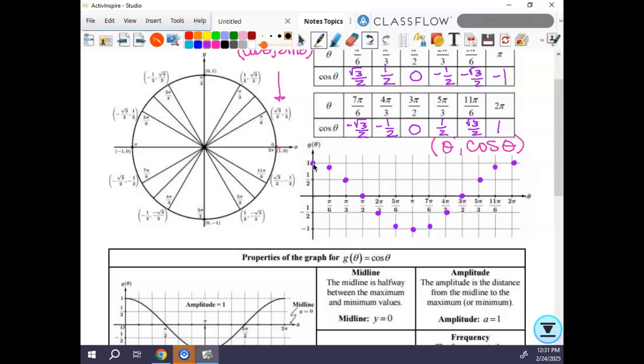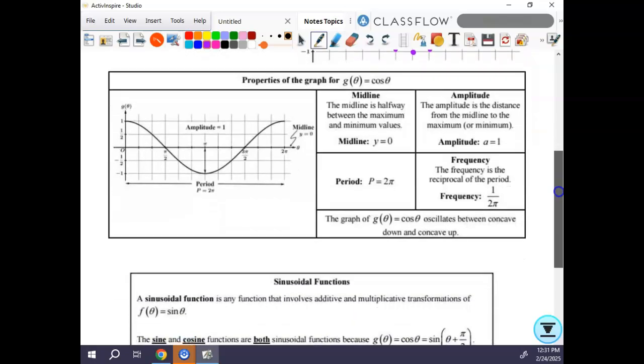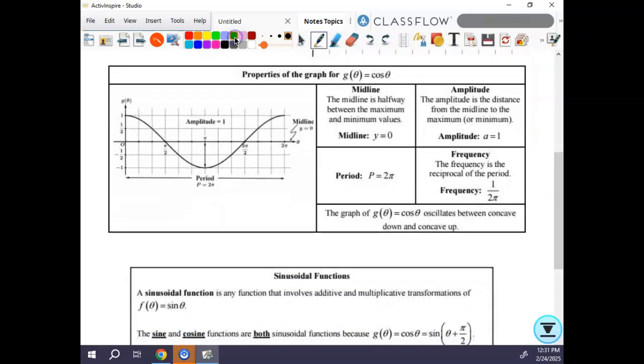So let's talk about these properties down here then. And then we'll talk about that a little bit more. So this is for cosine theta. The properties really are the same. Midline is still halfway, so it's right here. Amplitude is the distance from the midline to the maximum or the midline to the minimum, but it's a distance, so it's always positive. Period for cosine also is 2 pi. We just think about it starting in a different place. And the frequency is the reciprocal there.